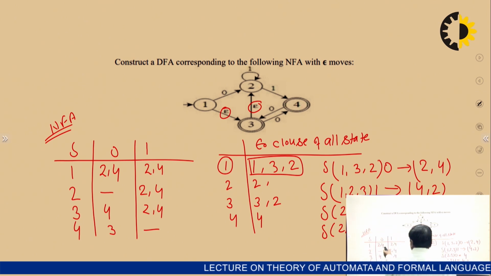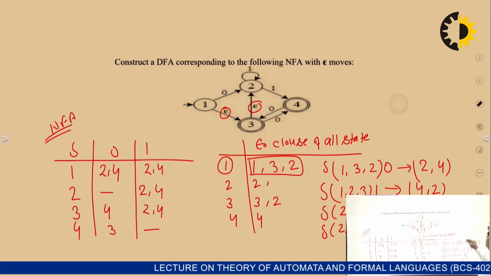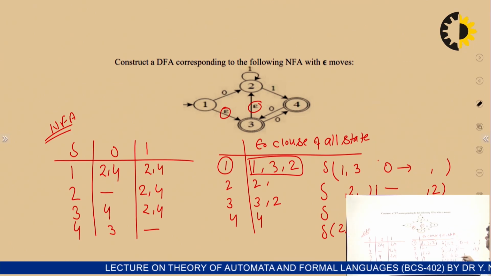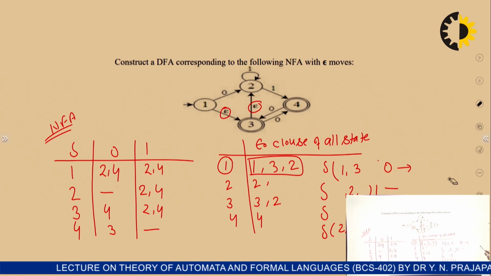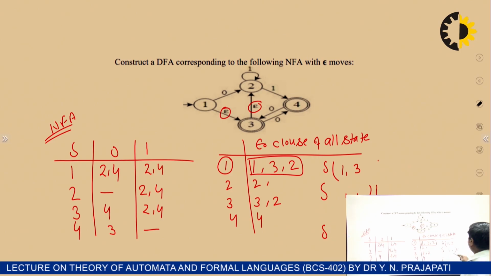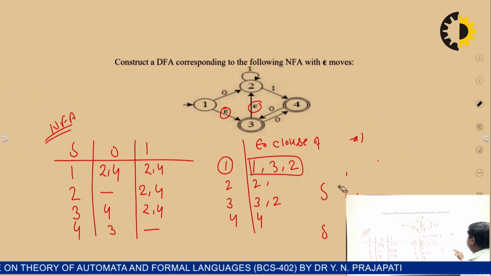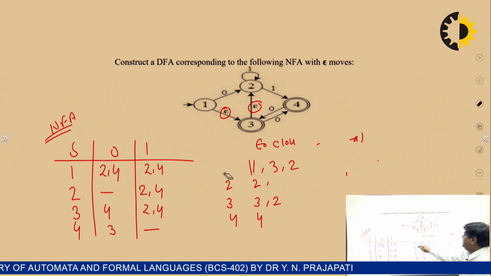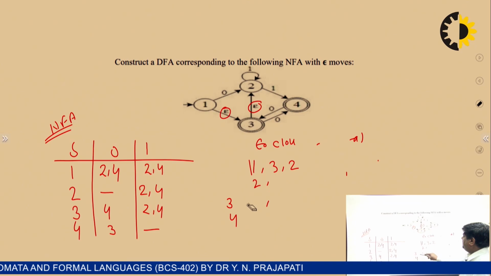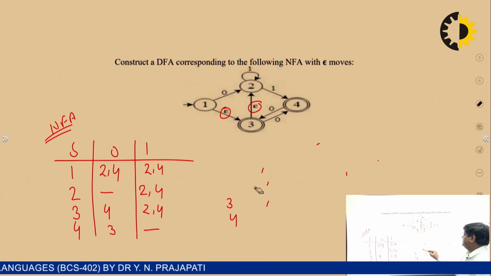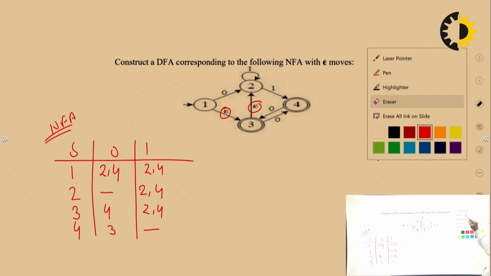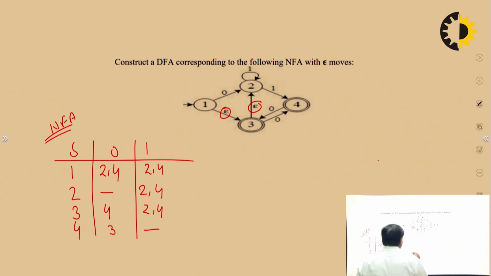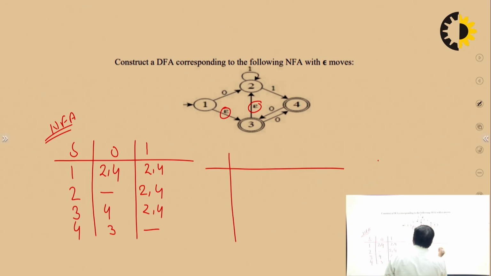Now, we can convert this NFA into a DFA with the previous algorithm or with the previous steps. Very simple. Now, this is the NFA. What is the DFA?